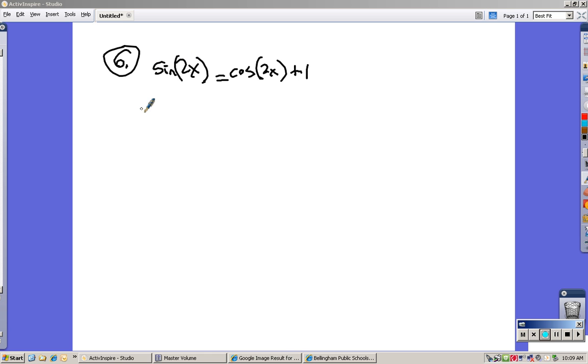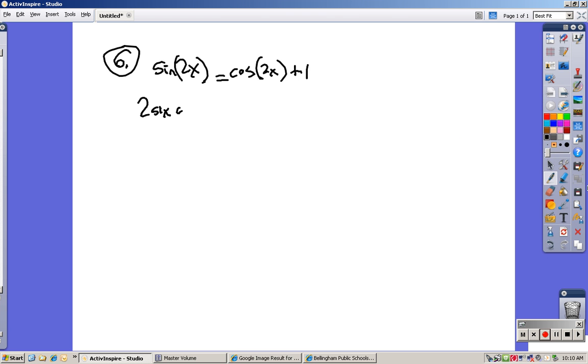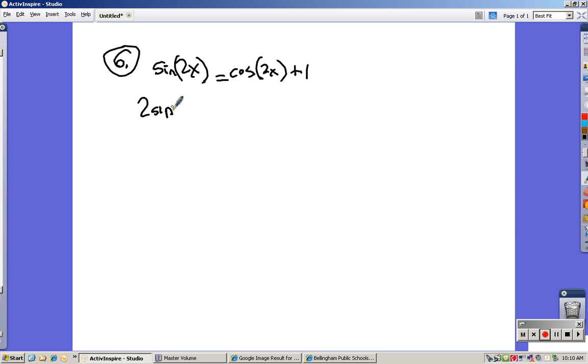I know that sine of 2x is the same as 2 times sine of x times cosine of x. So 2 sine of x cosine of x equals cosine of 2x. I have a lot of choices that I could use here, and the one that I'm going to use is 2 cosine squared x minus 1. I could use other ones and still get there. This is just the one I chose to use.